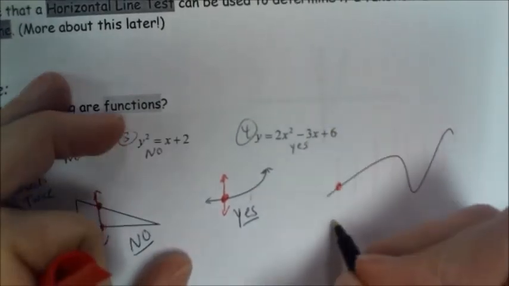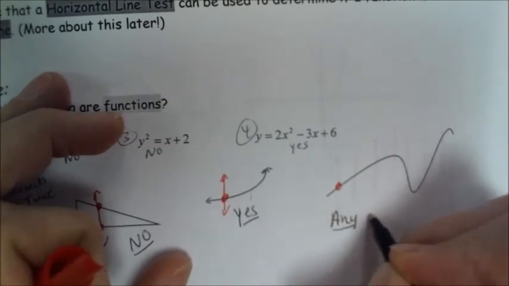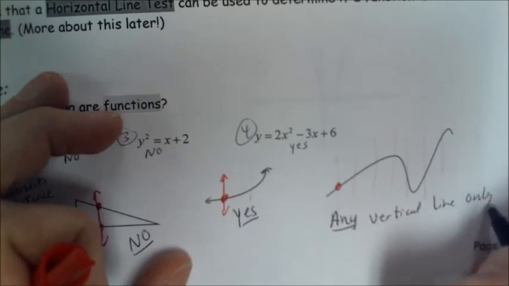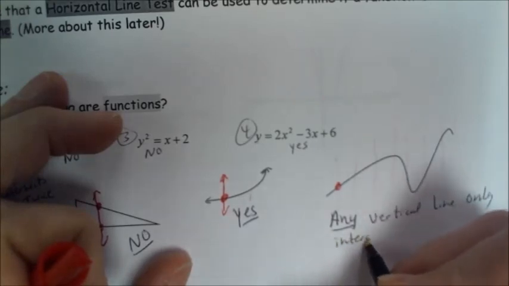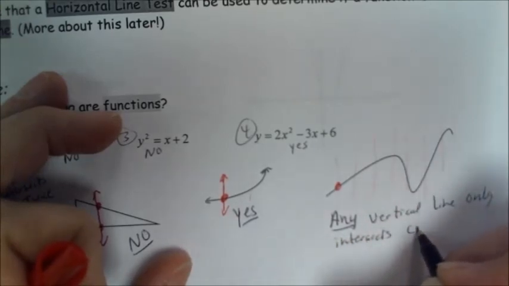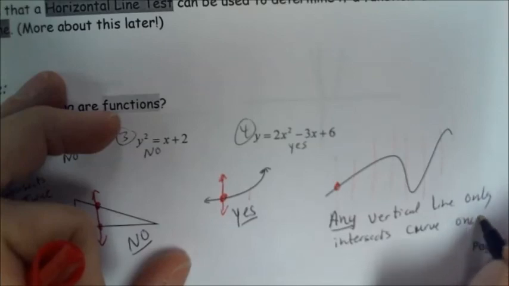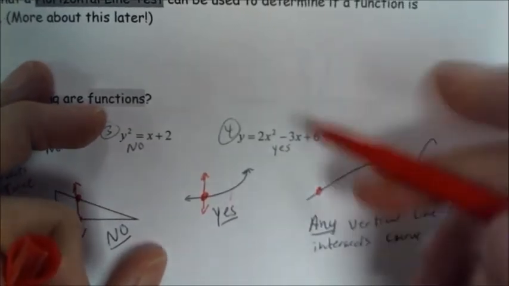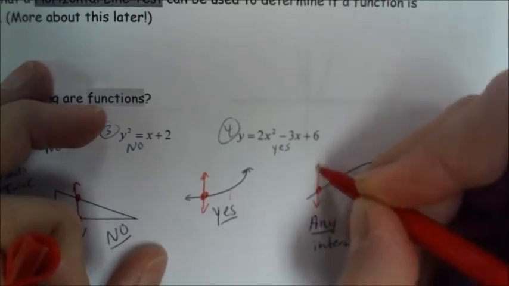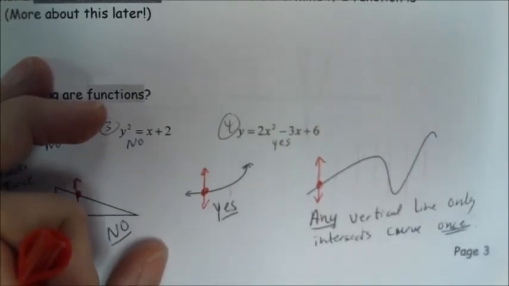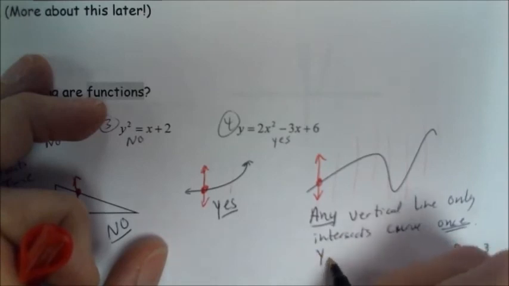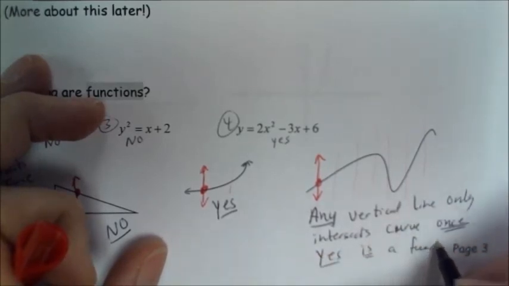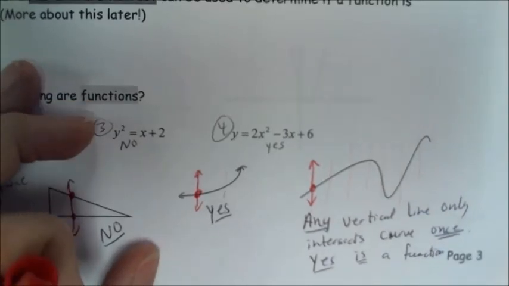Maybe we'll write that down to summarize. Any vertical line only intersects the curve once. And since that's the case, I'll just draw this as my vertical line, but you could draw it anywhere you wanted to. So if this is the case, yes, this is a function. And that's it for today.